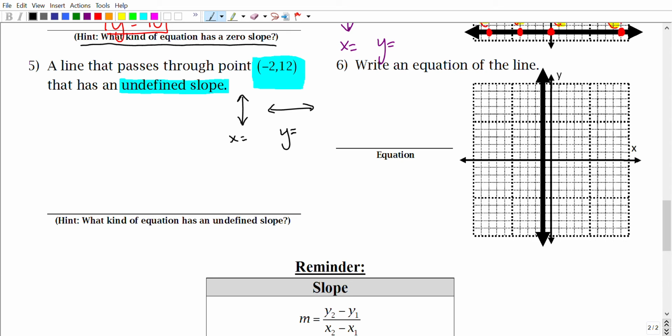Well, if we look back up top at our chart, the one that had an undefined slope was right here, the x equals equation. Okay, so I know for a fact this is going to start with x equals. This is my x coordinate. This is my y coordinate. So which one are we interested in? Well, the equation starts with x equals, so I'm interested in the x coordinate. So it would be x equals -2. All right. What I want you guys to do is pause the video for a second and try out number 6, and we will double check it when you get back.